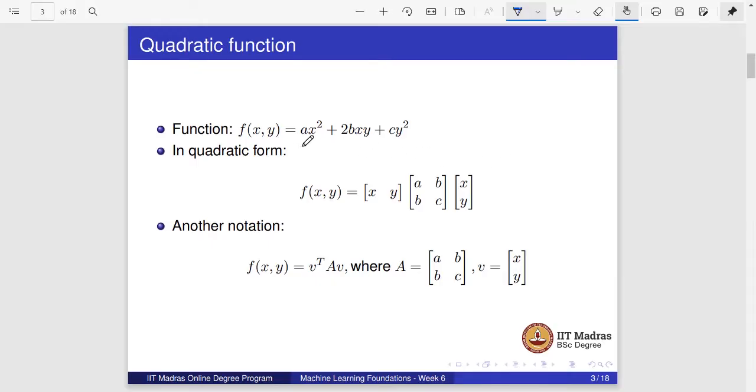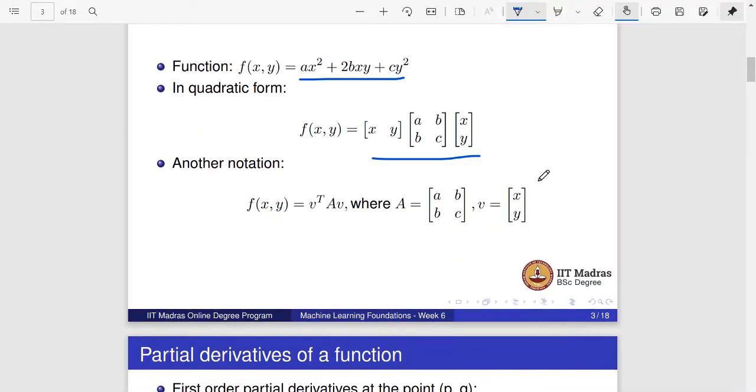The quadratic function in variables x and y is represented here. It can also be written in matrix form in this way. So you can observe the matrix form, which is V transpose AV. Here A is a square matrix and the off-diagonal elements are the same.